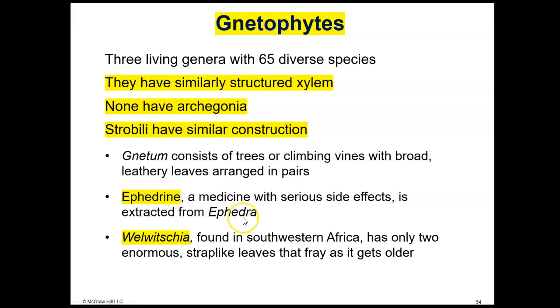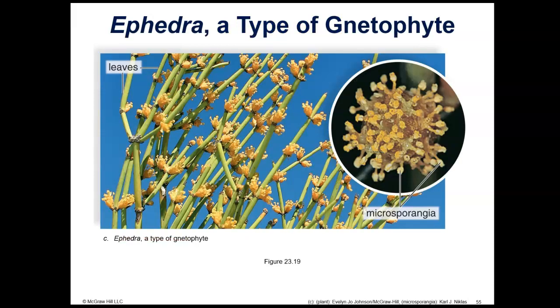And a gnetophyte plant called the ephedra plant is used to produce ephedrine, which is a medicine that has effects similar to caffeine. And then there's a plant called the Welwitschia plant. I'll say it one more time. It's called the Welwitschia plant. And it only has 2 leaves, and it can live a really, really long time. I want to say thousands of years.